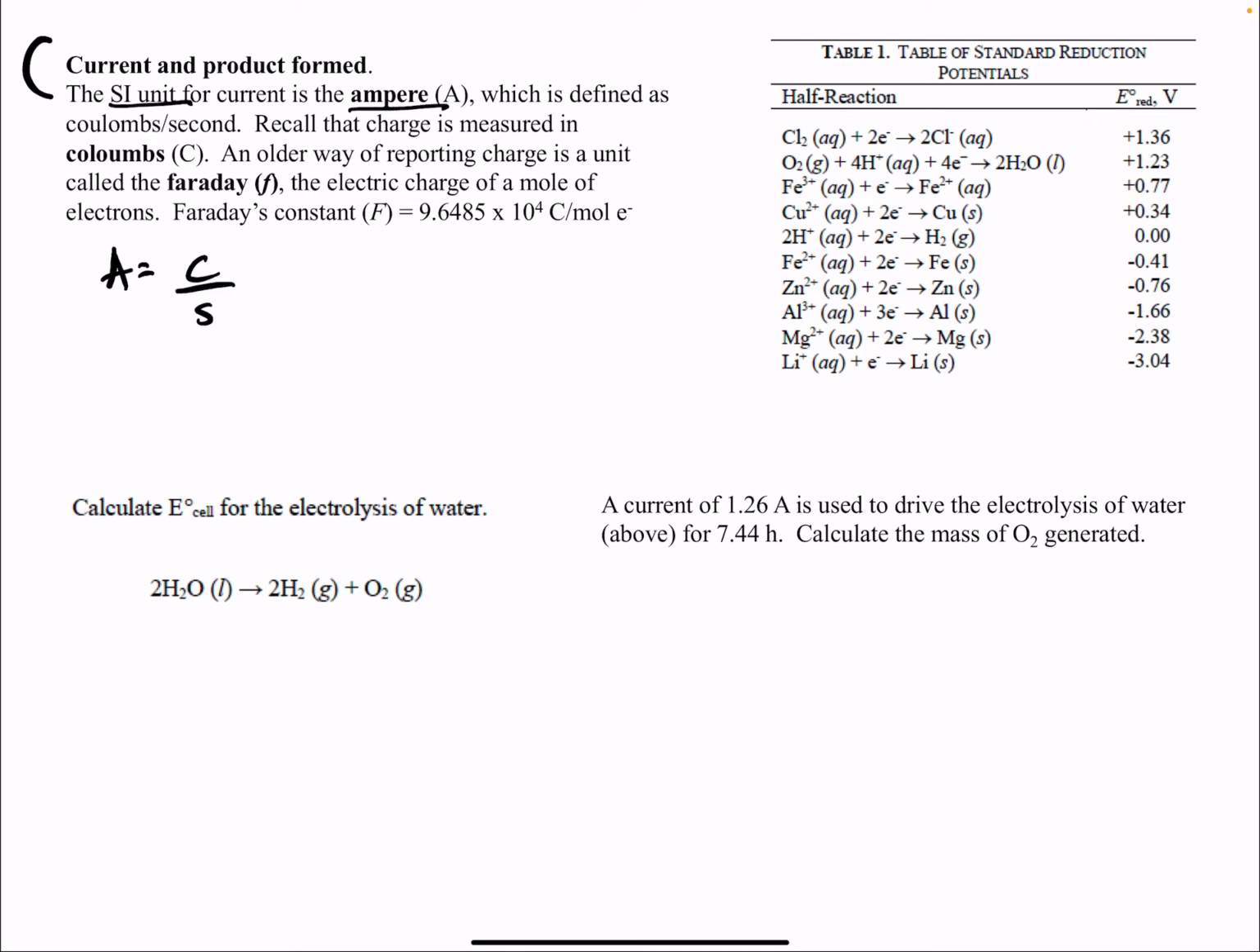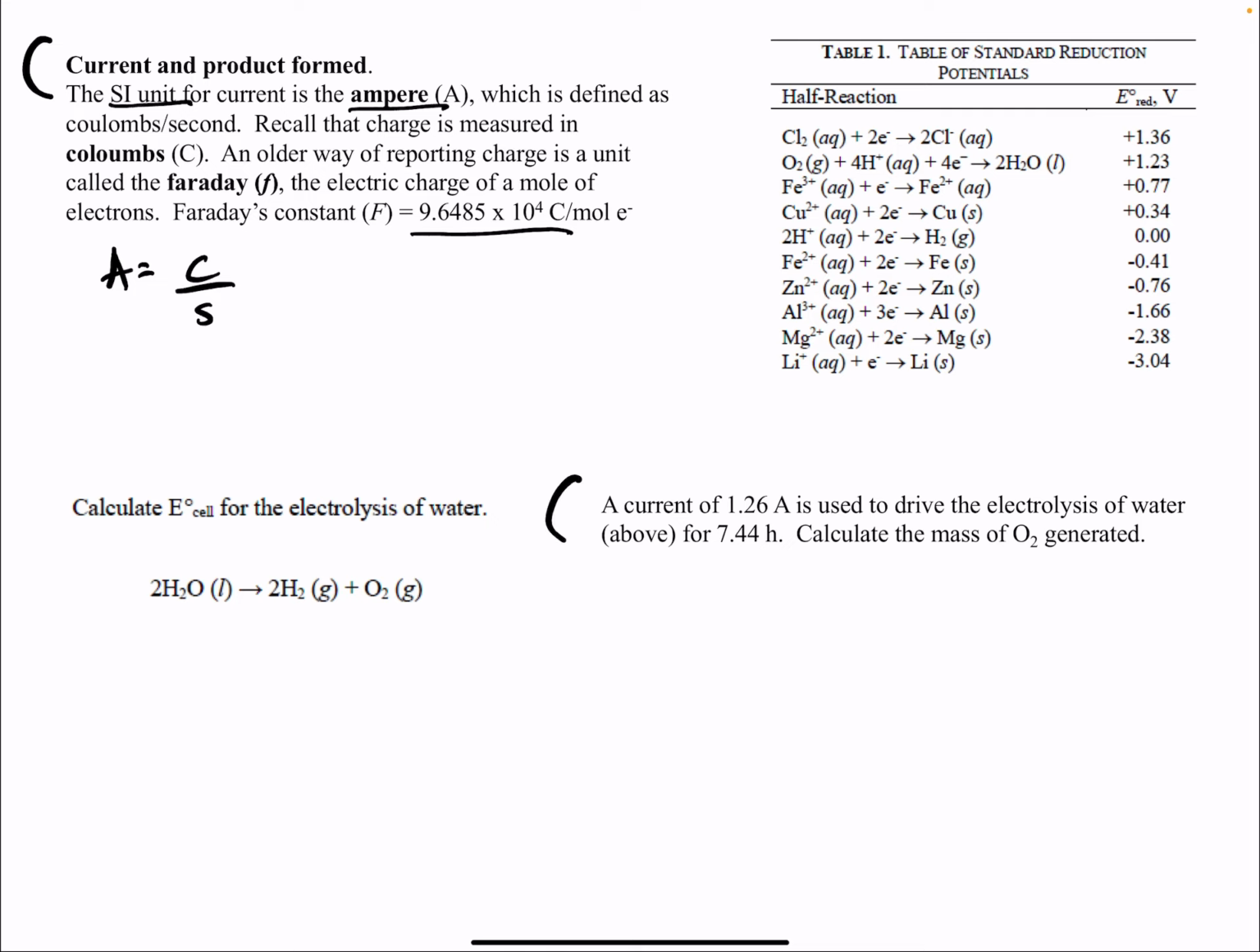And an older way of reporting the charge is the Faraday. This is the electric charge of a mole of electrons, right? So if you have 9.6 times 10 to the fourth coulombs, that means you have 1 mole of electrons. Okay, so this is the kind of problem we can solve.